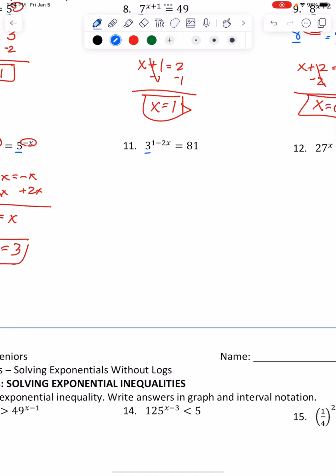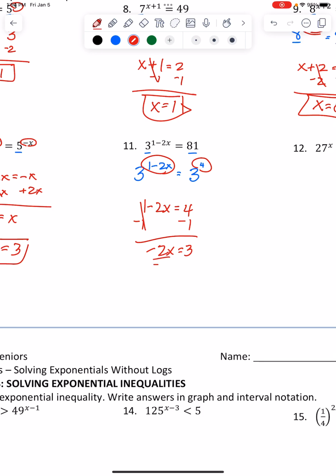Let's see, 11. Those bases are not the same, so we can't do anything with the 3. So we've got to check, can we rewrite 81 so that it's 3 to a power? 81, let's see, that'd be 3 times 3 is 9, times 3 is 27, times 3 is 81, so it's 3 to the 4th. So now the bases are the same. So we set them equal. 1 minus 2x equals 4. So then solve. And then divide. So x equals negative 3/2, right?